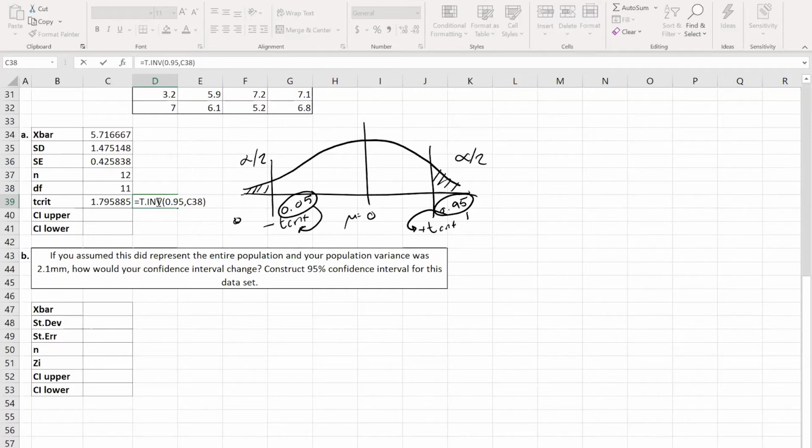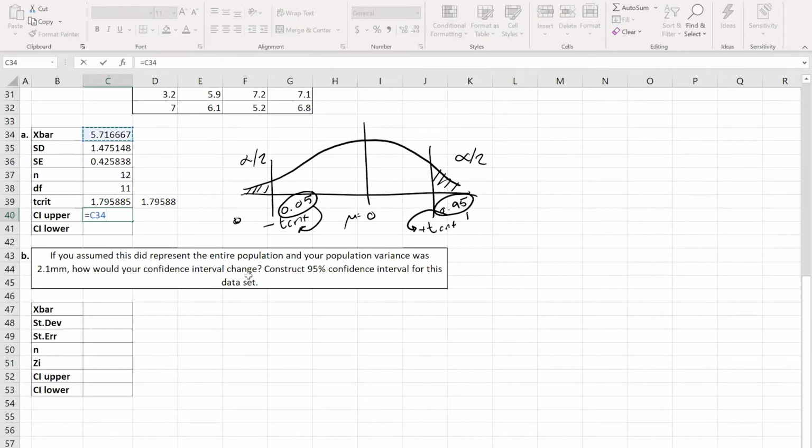So if you use the t.inv function for these two-tailed equations, you have to remember that you can't put in 0.05 here. If I did, I would get a negative version of our t-crit, which is not necessarily incorrect, but it's more challenging to do the rest of the calculations with. We'd have to account for that.